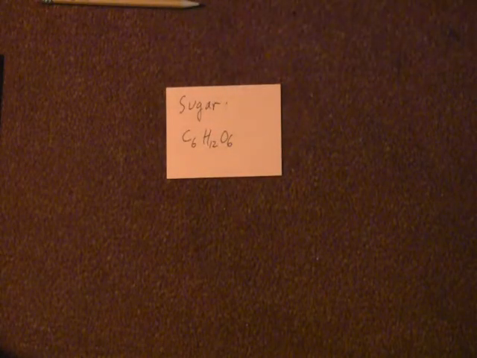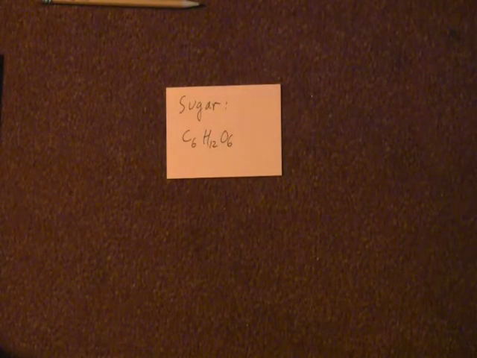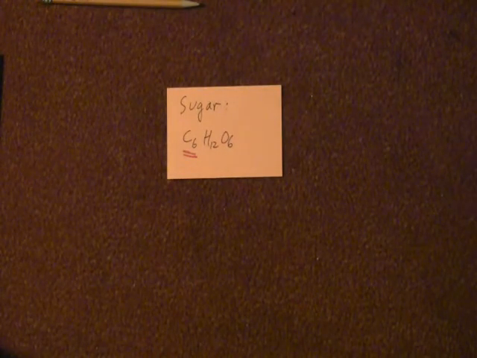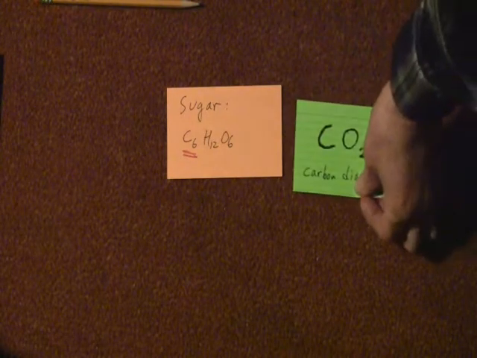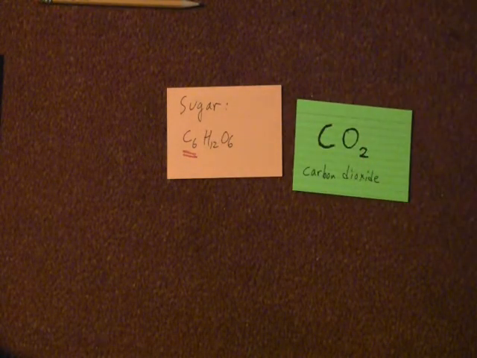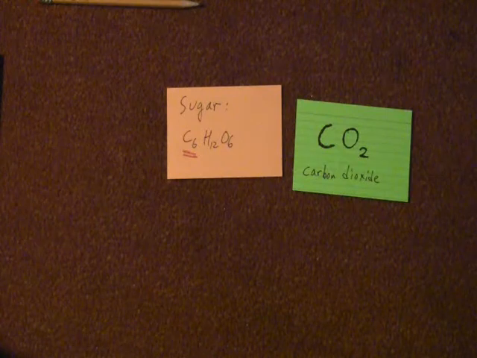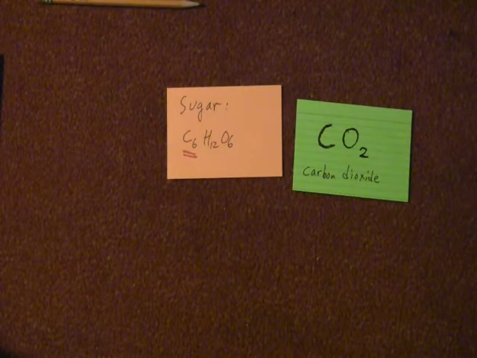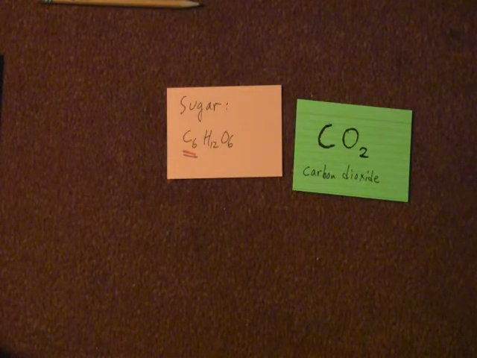Sugars contain carbon. There's the carbon right there. And that carbon comes from the air. It comes from carbon dioxide in the air. Or if the plant or seaweed or algae is living in the water, the carbon comes from the carbon dioxide that's dissolved in water. But it's still coming from carbon dioxide.